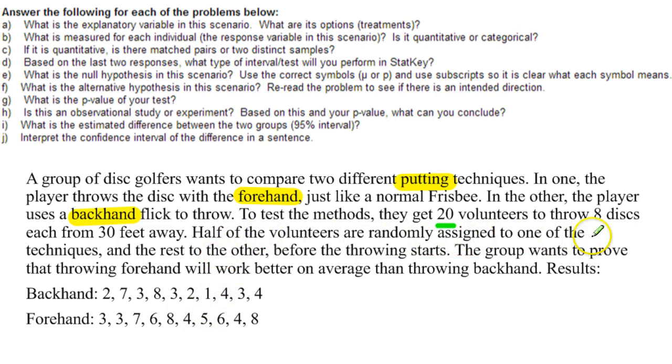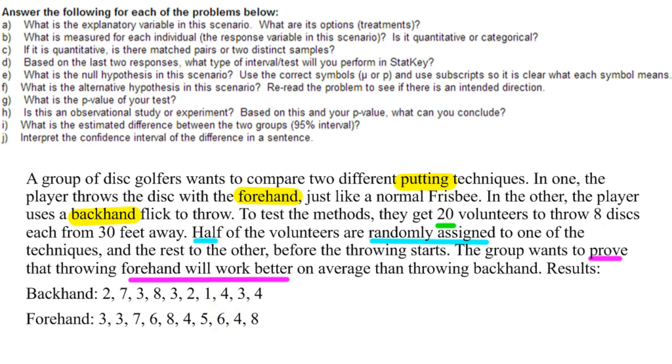Half of the volunteers are randomly assigned to one of the techniques. We do have volunteers, but because there's random assignment, I'm starting to think experiment. Because it says they're assigned to one of the techniques and the rest to the other, I'm thinking I probably have two separate groups, and this happens before the throwing starts. The group wants to prove that throwing forehand will work better on average than throwing backhand. So I'm going to mark that there is something they're trying to prove: prove that forehand is better.